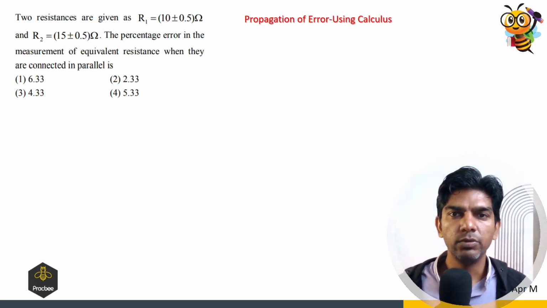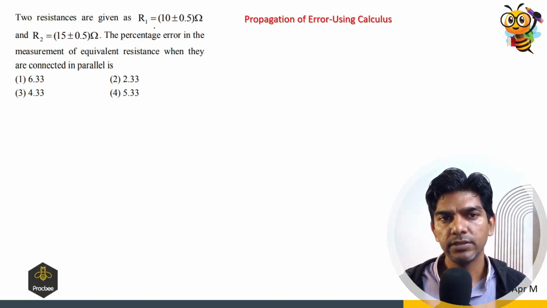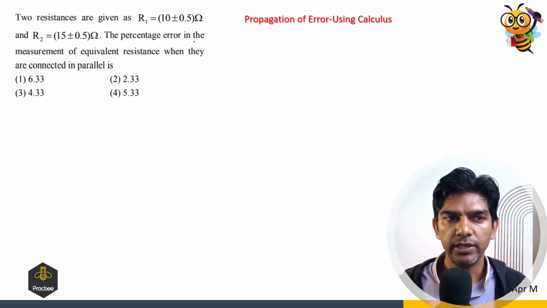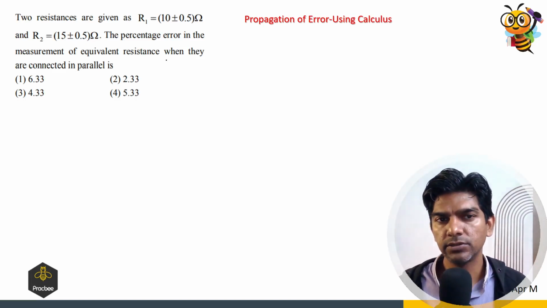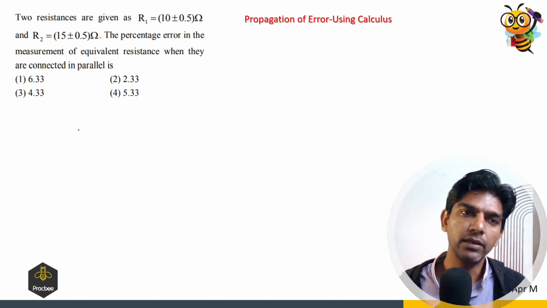Now let us see another problem based on the same concept. Two resistances are given as R1 is 10 plus minus 0.5 ohms, R2 is 15 plus minus 0.5 ohms. The percentage error in the measurement of equivalent resistance when they are connected in parallel.